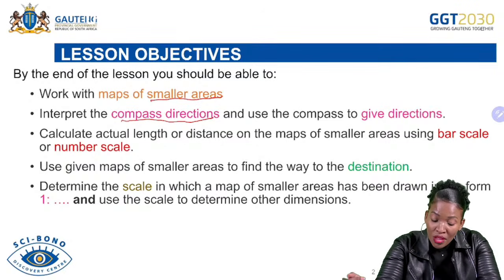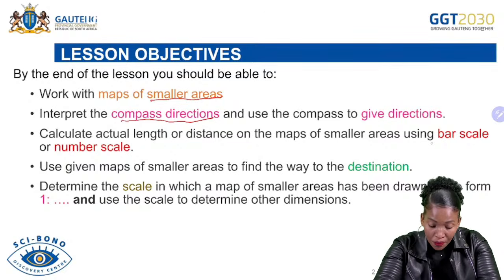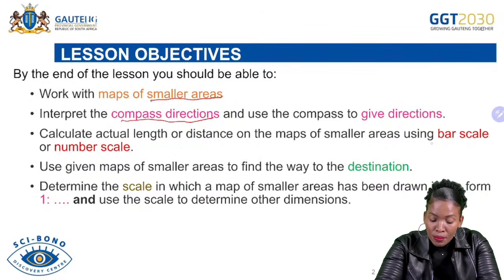And then you should also be able to calculate the actual length or distance on the map of smaller areas using either a bar or a number scale. Use the given maps of smaller areas to find the way to the destination. And then lastly, determine the scale in which a map of smaller areas has been drawn in the form of 1:something, and use the same scale to determine the dimensions of whatever shape or map or distances that you are working with.